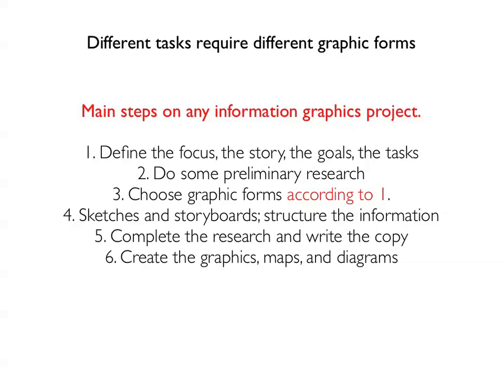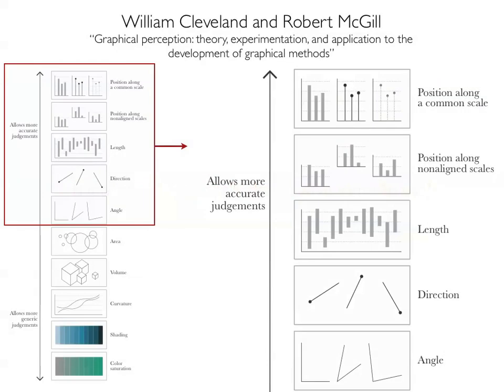A question that I would like to address now is if it's possible to rationally decide what forms are more appropriate for each story or for each set of data. I must admit that there are no strict standards, but there are certain authors who have proposed some guidelines that can help you make informed decisions. Two of those authors are William Cleveland and Robert McGill.